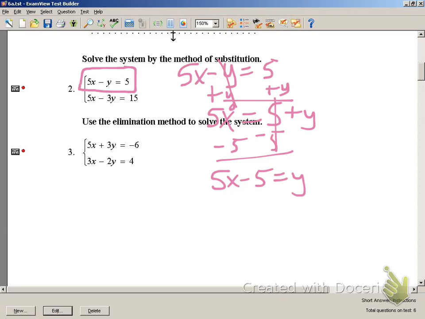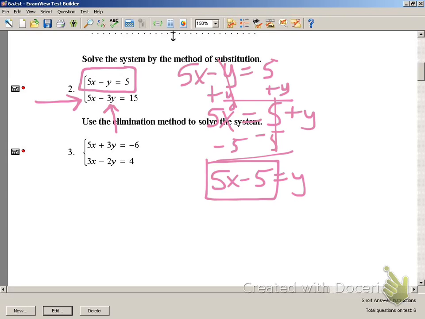It's essentially slope-intercept form. It's just reversed. And as long as things are equal to each other, we can flip it. So now, what does that mean? If I'm solving by substitution, since y is equal to 5x minus 5, in my second equation, wherever there is a y, I am going to substitute 5x minus 5.